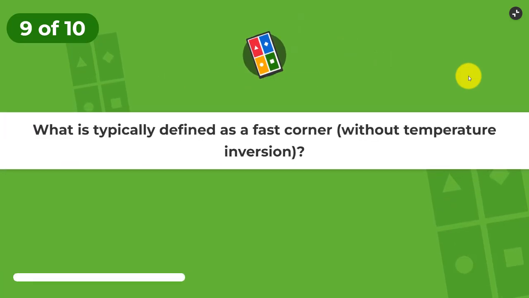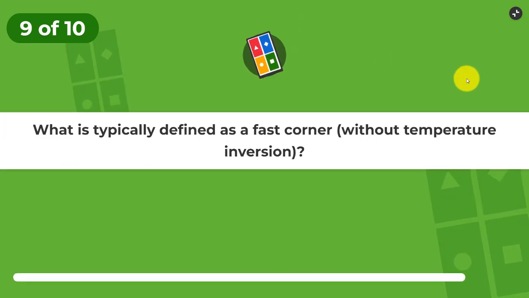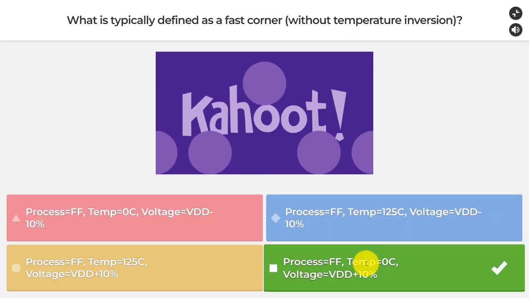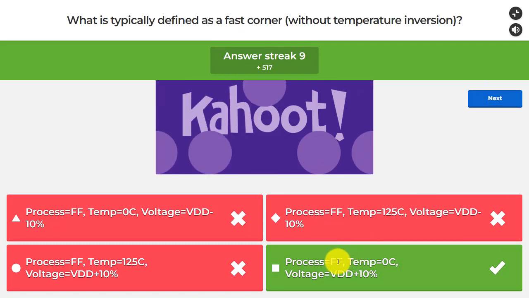Question number 9. What is typically defined as a fast corner without temperature inversion? Is it process fast, temperature 0 degrees Celsius and voltage VDD minus 10%? I gave you FF on all of them, because in a fast corner we're going to have the fast process. Then temperature 125 degrees and VDD minus 10%, temperature 125 degrees and VDD plus 10%, or temperature 0 degrees and voltage VDD plus 10%. This is without temperature inversion, so in other words, it's going to be fast with a low temperature and a high voltage.